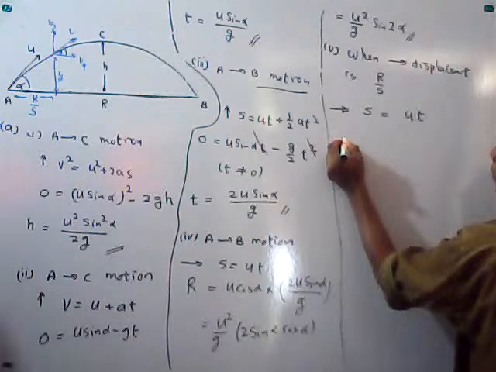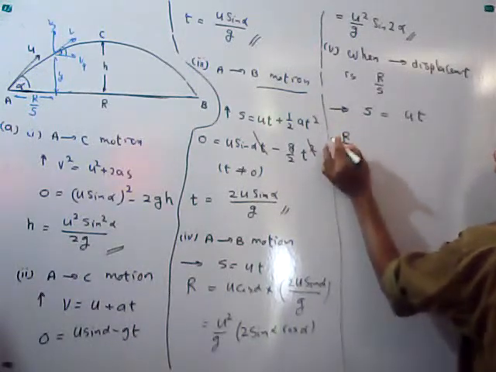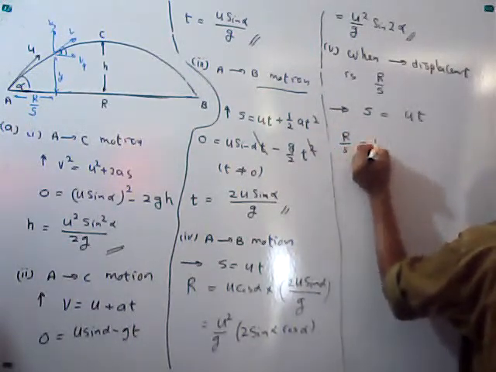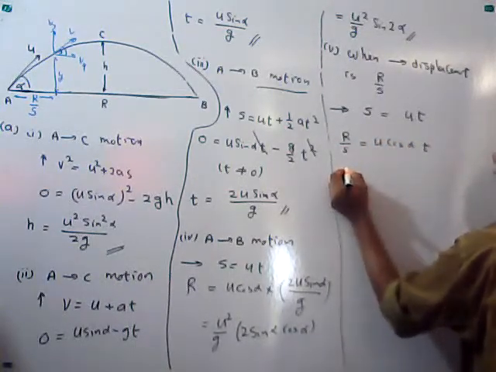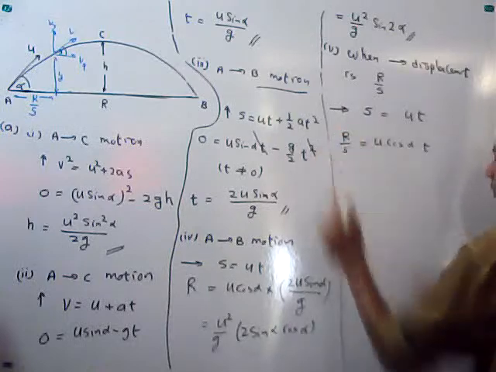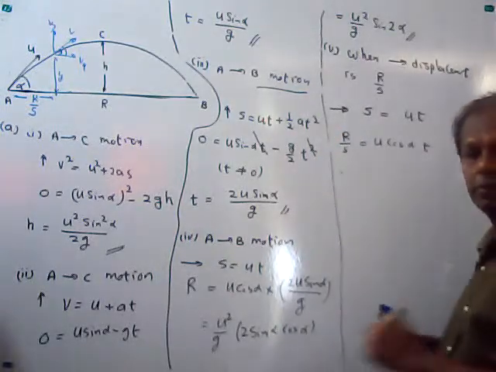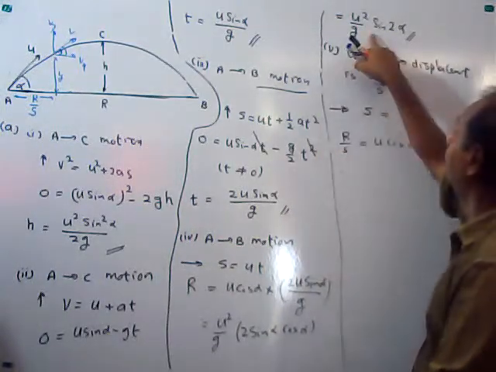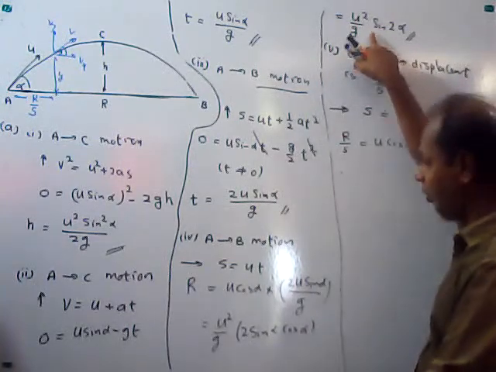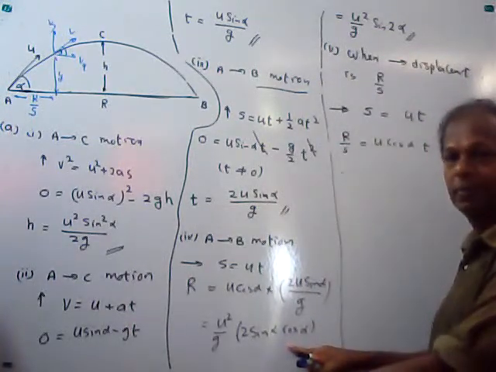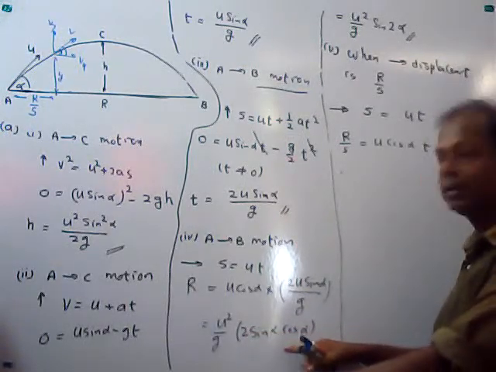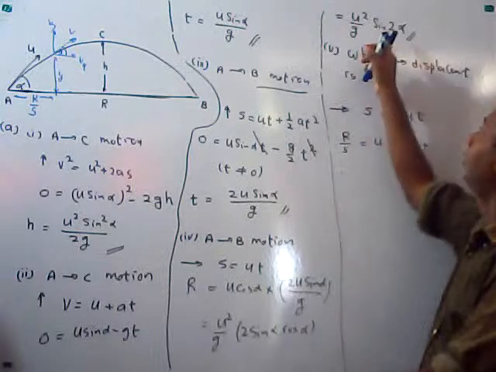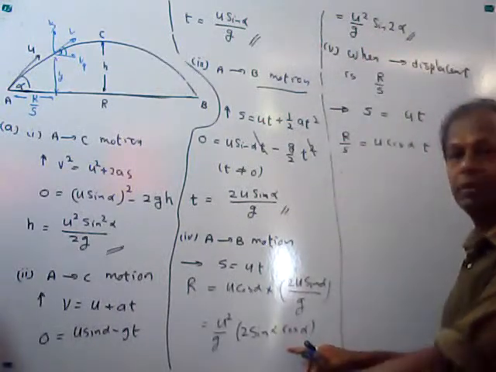R over 5 equals u cos alpha t. For r we can substitute either u squared over g sine 2 alpha, or there's another option, u squared over g 2 sine alpha cos alpha. So which is better here, to use sine 2 alpha or 2 sine alpha cos alpha?